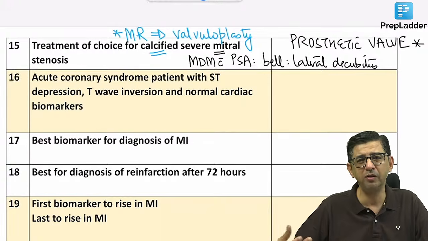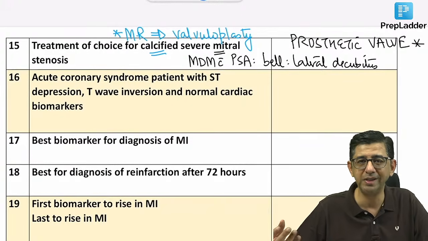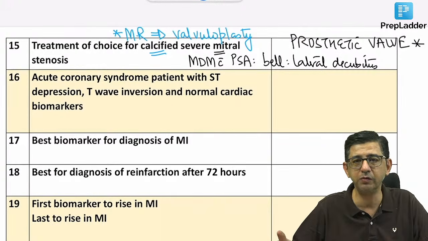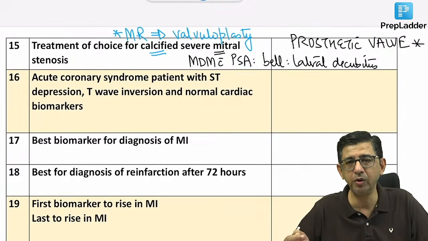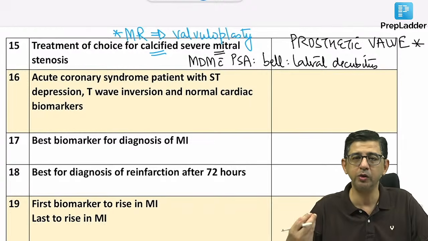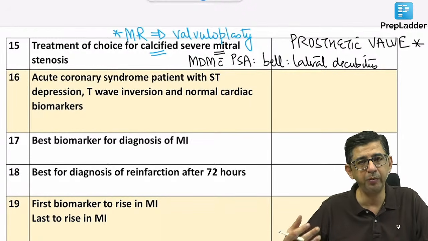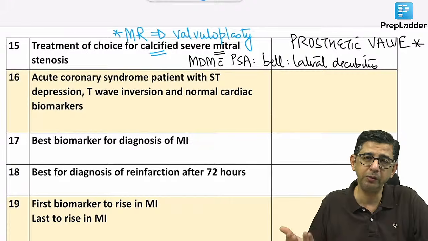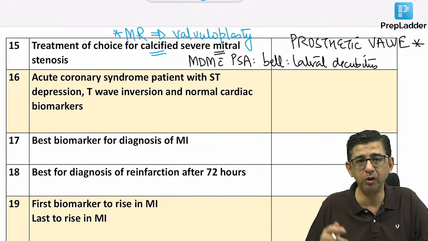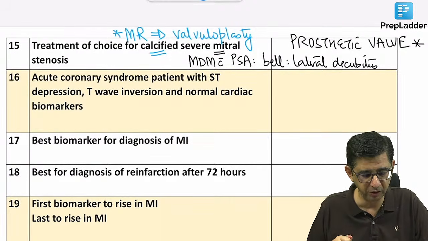For a loud and a soft S1, all I can say is tachycardia. If there's any condition causing tachycardia, loud S1. If there's a bradycardia, there would be soft S1. And mitral stenosis is a loud S1 because the opening is narrow. So the pressure in the left atrium is more, and the higher pressure in the left atrium will cause a forcible opening of the valve. And because of the forcible opening, the elastic recoil will also be more. That is why loud S1 in case of mitral stenosis.